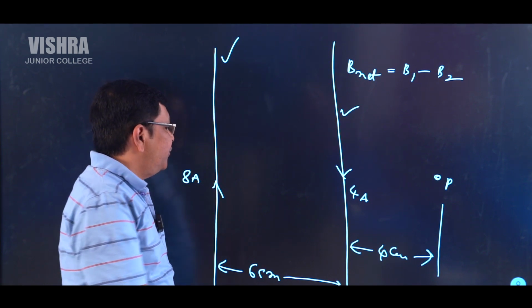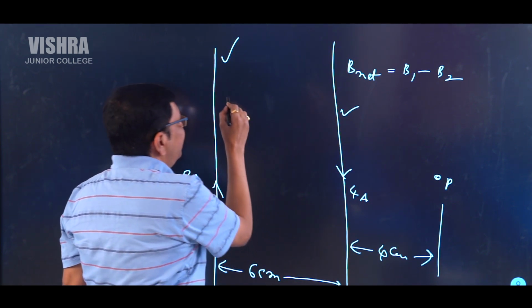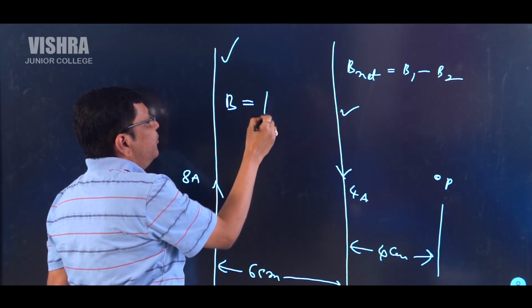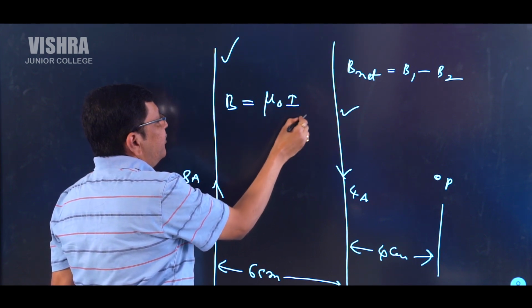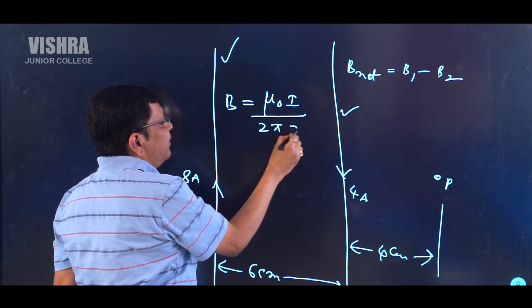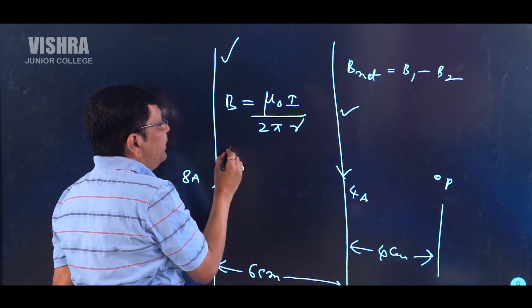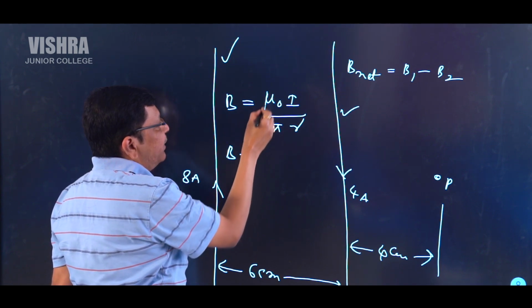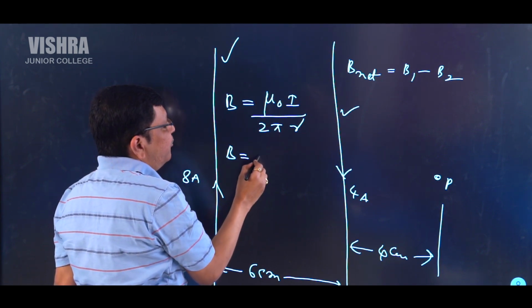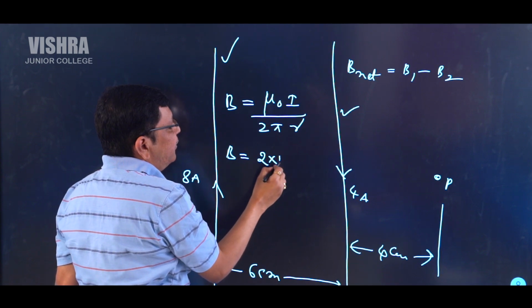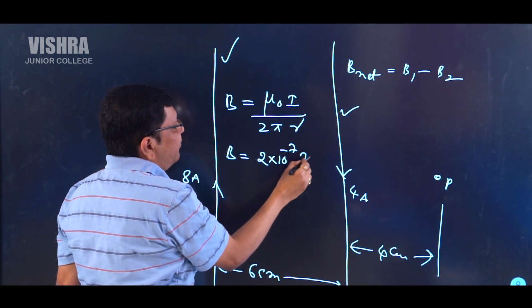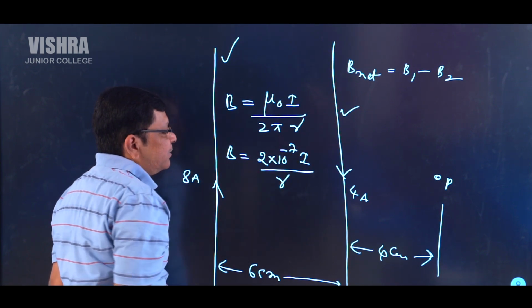Here, due to a large wire, the magnetic field intensity will be, as we know, mu naught I divided by 2 pi into the distance from the wire, r. Mu naught is 4 pi into 10 power minus 7. So 4 pi by 2 pi is 2. So 2 into 10 power minus 7 multiplied by current divided by distance.